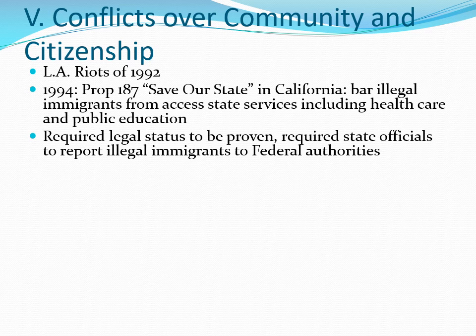It required the kindly lady behind the desk at the local elementary school to be La Migra to decide whether or not you were eligible. It required people to prove that they were here legally. It required state officials to report people to federal authorities. This is ultimately how Prop 187, though it passes overwhelmingly, is overturned.